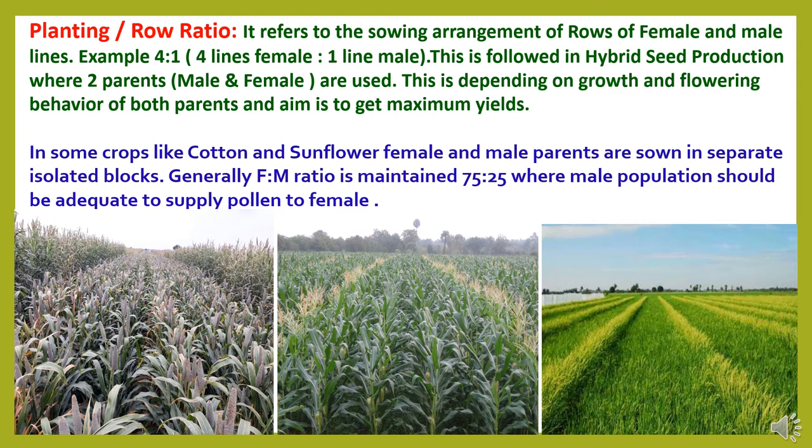Planting ratio or row ratio is followed in hybrid seed production where two parents are used, male and female. This depends on the growth and flowering behavior of both parents and aims to get maximum yields. Depending on floral behaviors, the row ratio can be altered. In some crops like cotton and sunflower, female and male parents are sown in separate isolated blocks instead of row arrangement. Generally, the female and male ratio is maintained at 75 to 25, where the male population should be adequate to supply pollen to the female for crossing.